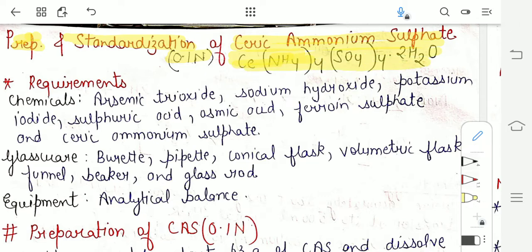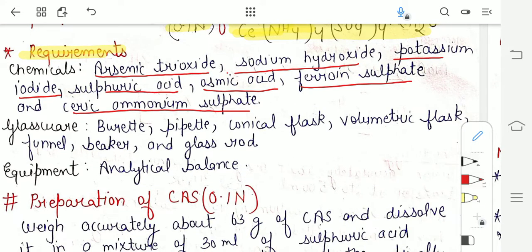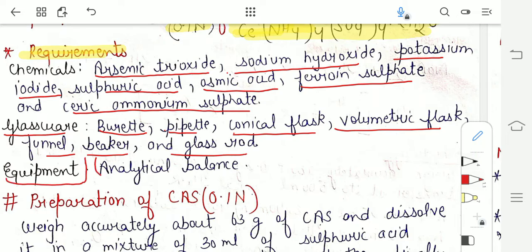Now let us begin with the requirements of this experiment. The chemicals which we need are arsenic trioxide, sodium hydroxide, potassium iodide, sulfuric acid, osmic acid, ferroin sulfate and ferric ammonium sulfate. And the glassware which we need is burette, pipette, conical flask, volumetric flask, funnel, beaker and a glass rod. And the equipment which we need is analytical balance. So these are just the basic requirements.